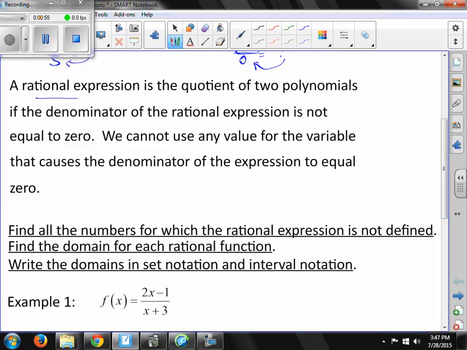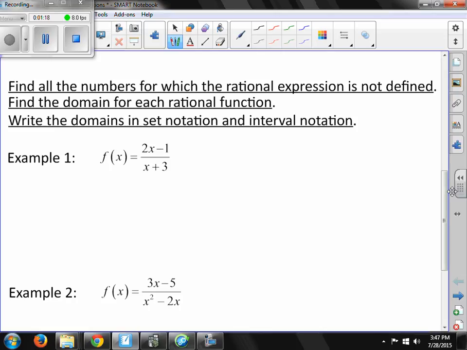A rational expression is the quotient of two polynomials, provided the denominator of the rational expression is not equal to 0. We cannot use any value for the variable that causes the denominator to be equal to 0. So we want to find all the numbers for which the rational expression is not defined, or I like to say undefined. We want to find the domain of each rational expression, and write those domains in set notation and in interval notation. So we'll start off by setting this denominator equal to 0.